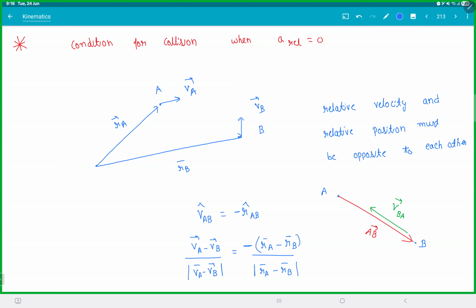That's your condition for collision, if your A relative is 0. If you have A relative, then velocity also changes. So you want to use this. Got this? This is the vector form for collisions.